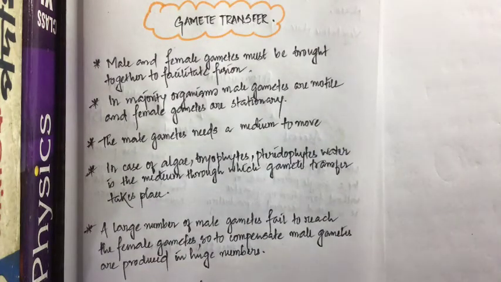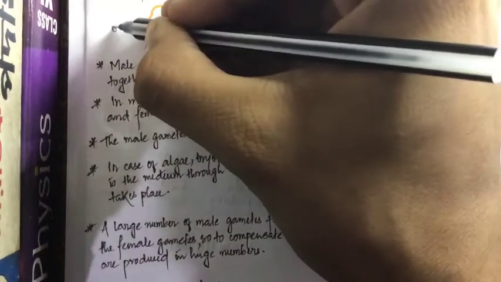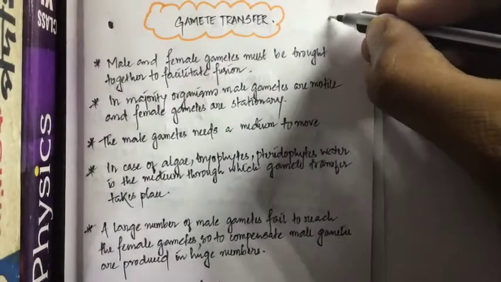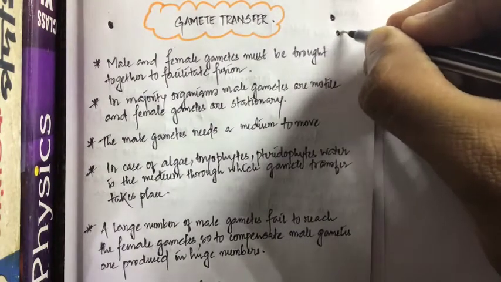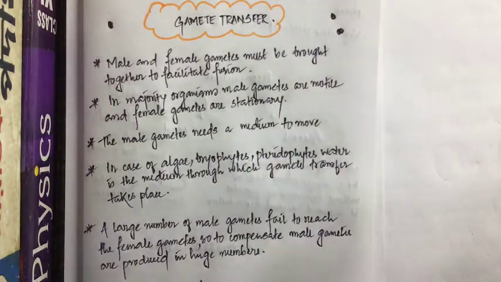Gamete transfer. How are gametes transferred? Male and female gametes must be brought close to each other in order to facilitate fusion. If you think that I'll keep the male gamete here, the female gamete there, and they will fuse with each other, no. Fusion means they have to come close to each other. That means we need to bring them close.